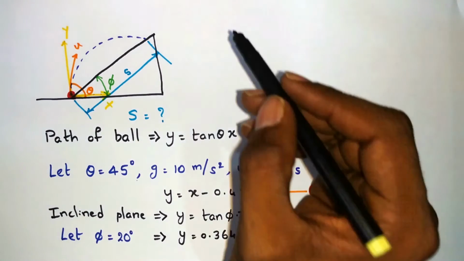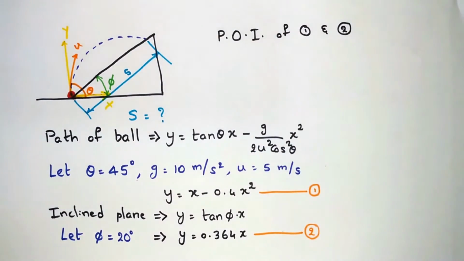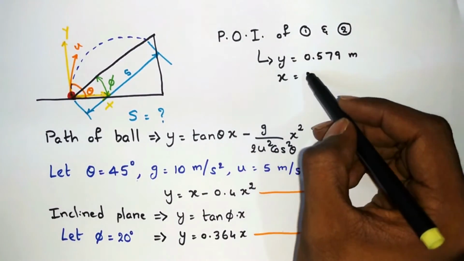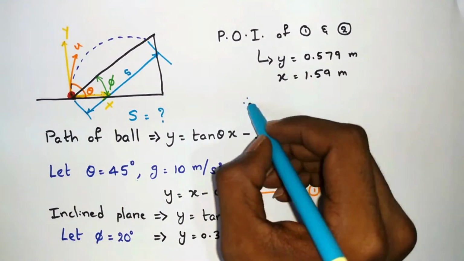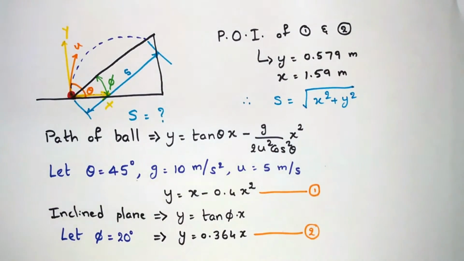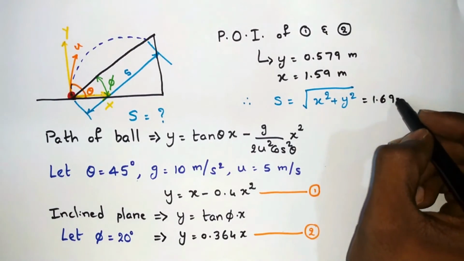And on solving, we can find the point of intersection as y equal to 0.579 meters and x equal to 1.59 meters. Since s is taken along the inclined plane, it forms a right angle triangle, and we can find the value of s by using the Pythagoras theorem, which is s equal to root of x square plus y square, which is 1.692 meters.